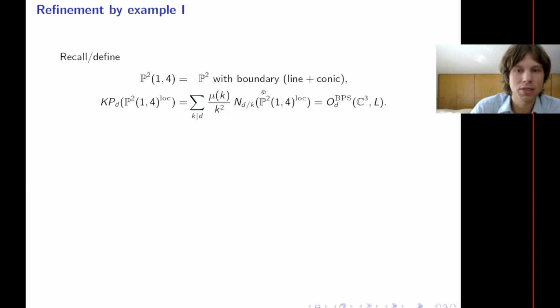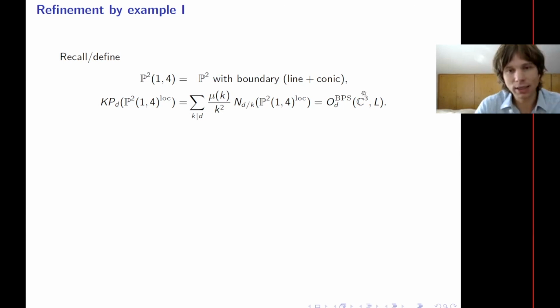We know that these invariants are open Gromov-Witten invariants of Calabi-Yau 3. There's a well understood multiple cover structure, and so this formula exactly gives you the BPS numbers for the open Gromov-Witten invariants of C^3 relative to a Lagrangian.